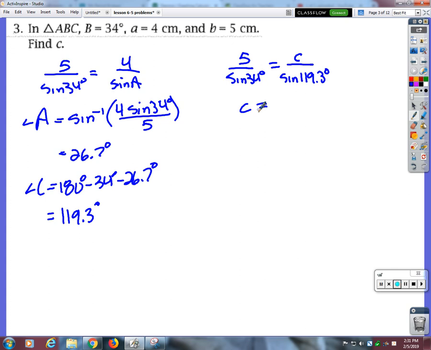I need Mylena to figure that out. You don't know which one goes on top? The two that are diagonal from each other that don't have a variable. This is a variable. So it's the 5 and the sine 119.3. The 5 and the sine 119.3 go on top.